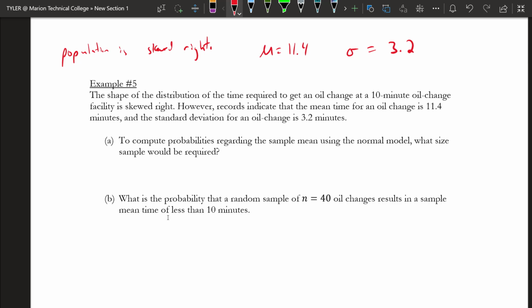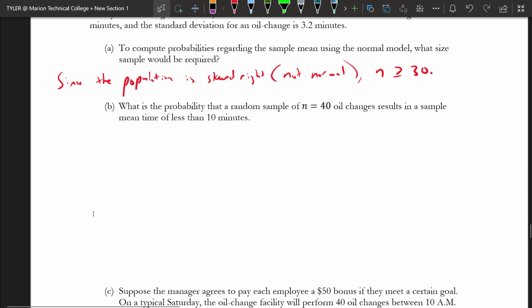Then in part A, it says to compute probabilities regarding the sample mean using the normal model, what size sample should be required? Since the population is skewed right, i.e. not normal, n should be greater than or equal to 30, right? That will give us approximately a normal distribution if n is bigger than or equal to 30.